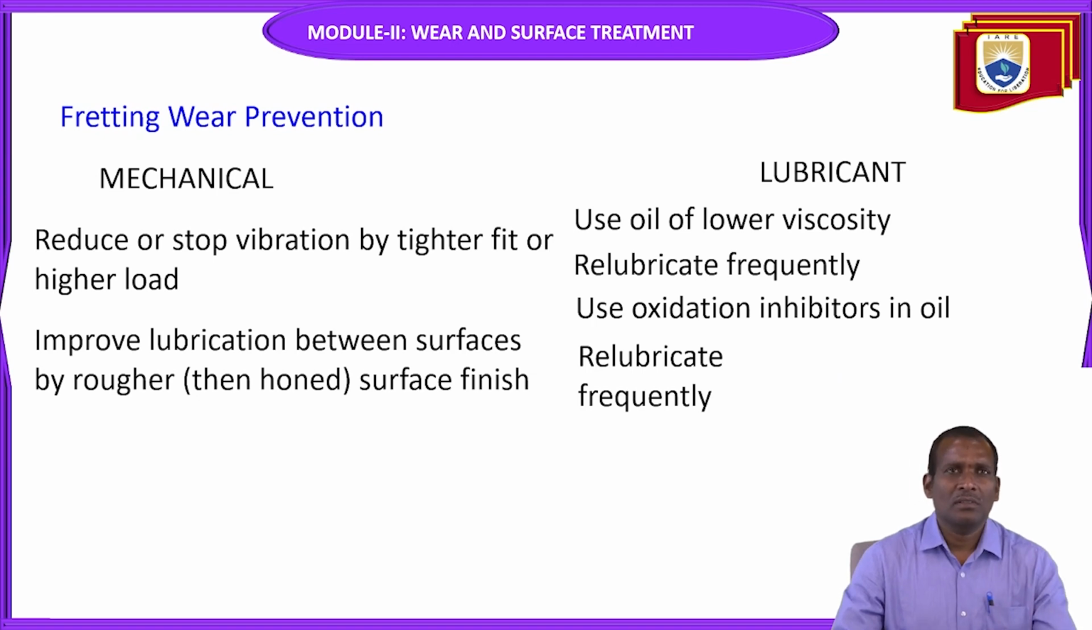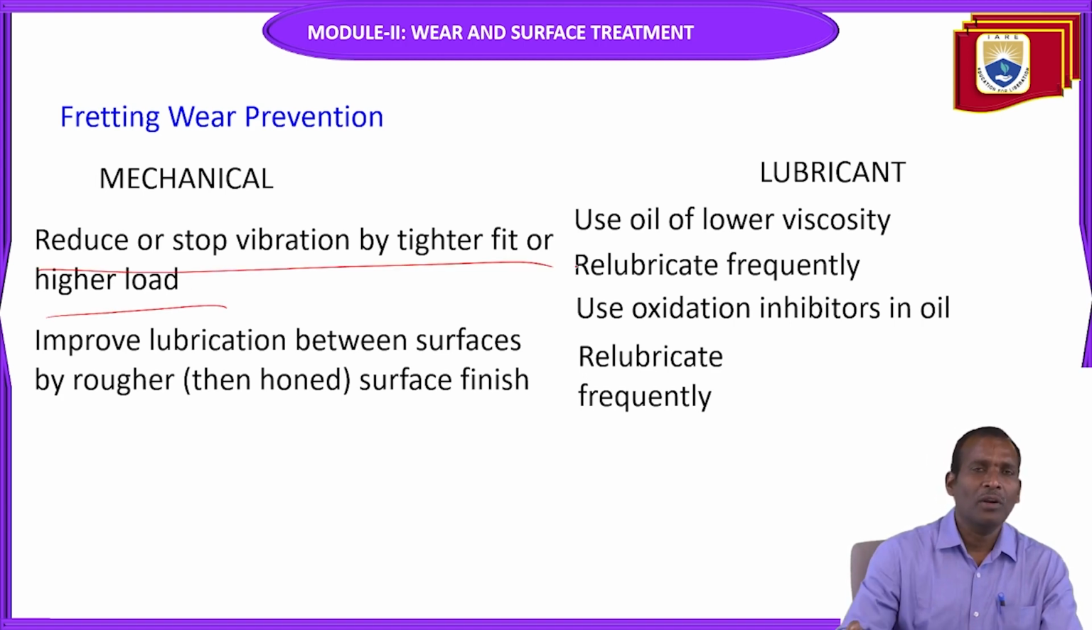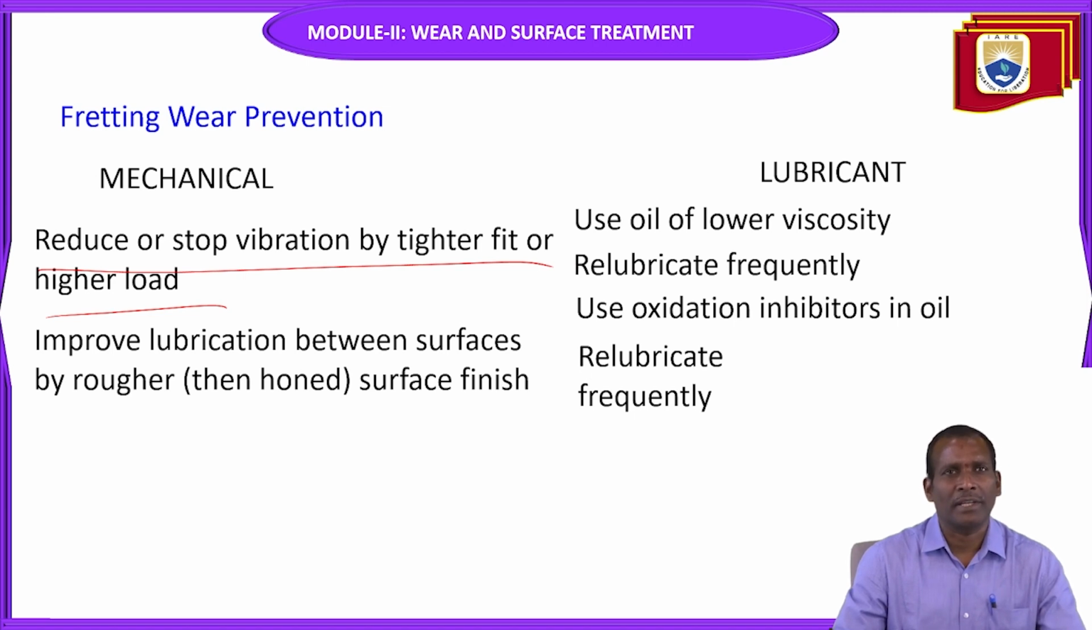So the prevention method is reduce or stop vibration by tighter fit or higher load. So apply higher load, or then you can minimize the vibrations by tightening the nuts and bolts of the machine. Improve lubrication between surfaces by rougher than hone. That is called as honing process. So improve the lubrication between two contact surfaces by a rough surface.